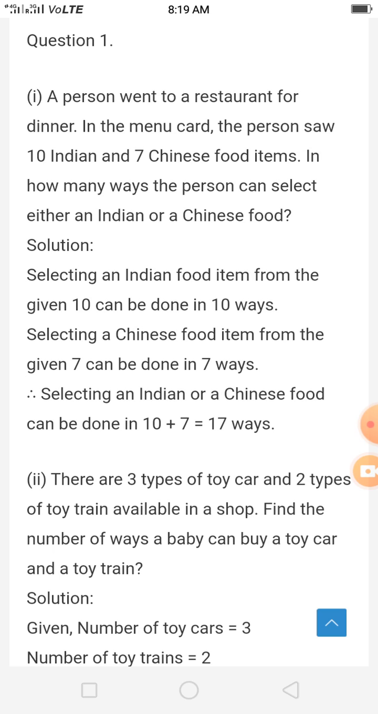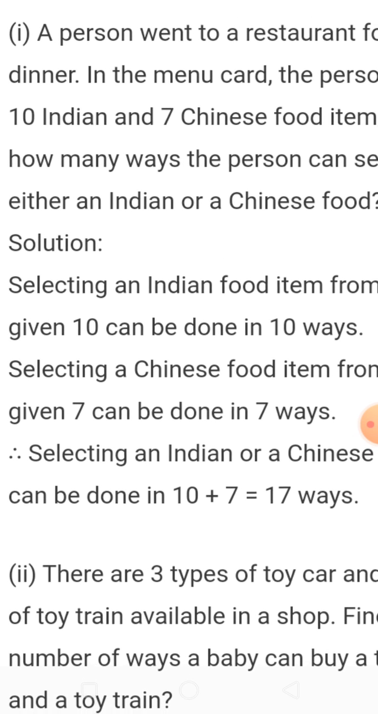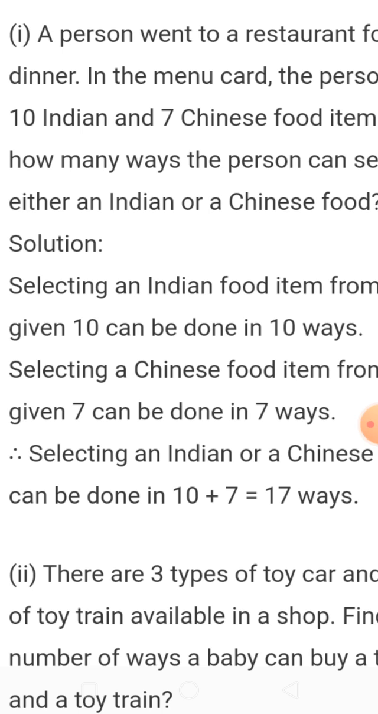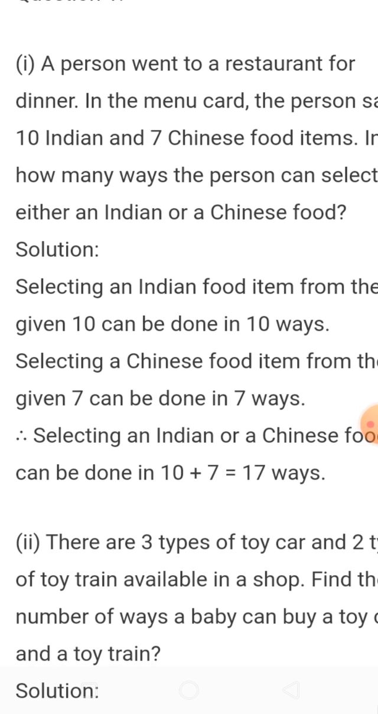So, okay, first question. One person went to a restaurant for dinner. In the menu card, the person saw 10 Indian and 7 Chinese food items. In how many ways the person can select either Indian or Chinese food? So you need to look at that. That line is very important. Either an Indian or Chinese food. What does it mean? எதுனா ஒன்று.